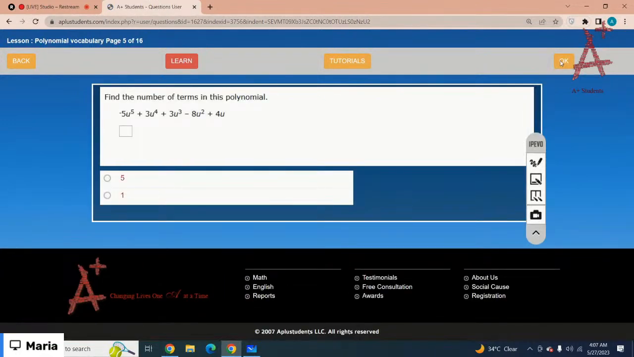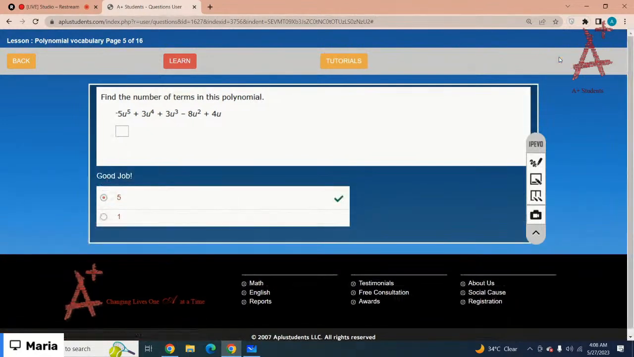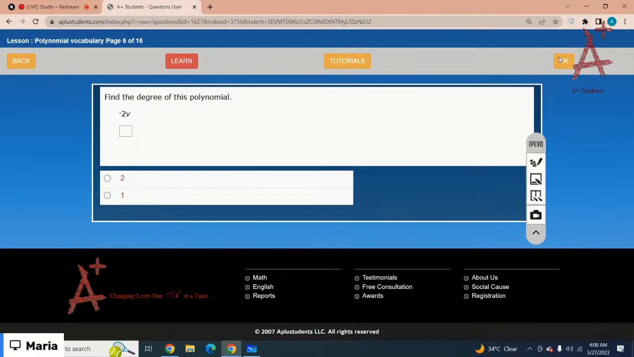Okay, find the number of terms in the polynomial. How many terms are there? 1, 2, 3, 4, 5. That means here you have 5 terms in the polynomial. Got it? So the correct option is 5. Okay, find the degree of the polynomial. What is the degree of the polynomial? The degree of the polynomial is 1. Got it? The correct option is just 1.